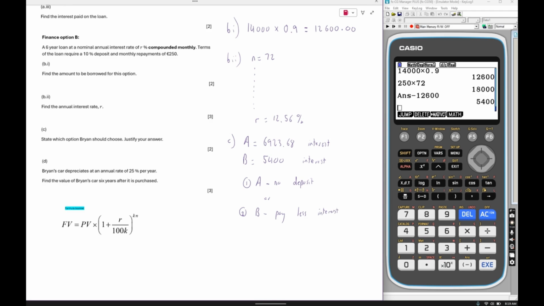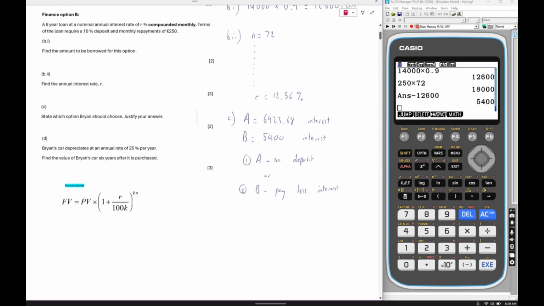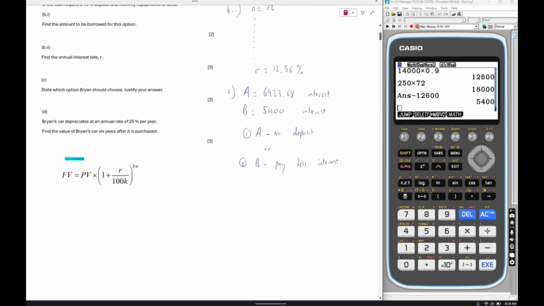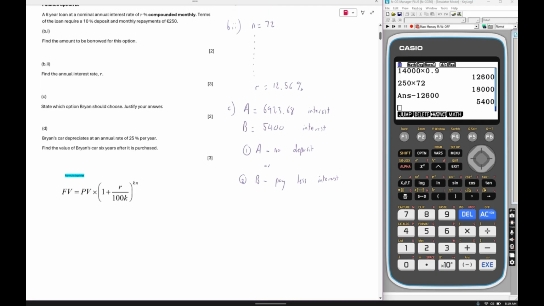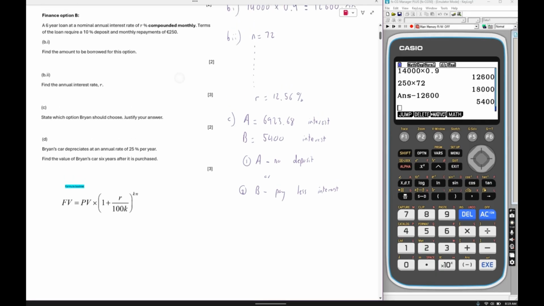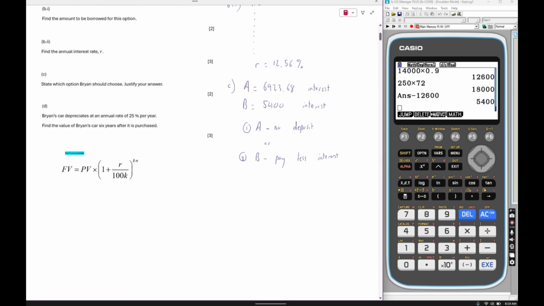The marking scheme, you would get a mark for stating which option, either A or B, and as long as your justification matches up to the option that you're selecting, then that is fine. So you can't say something like because his payments per month are less. You need to be specific to either the total amount paid, the interest amount paid, or the fact that he doesn't require a deposit for option A.